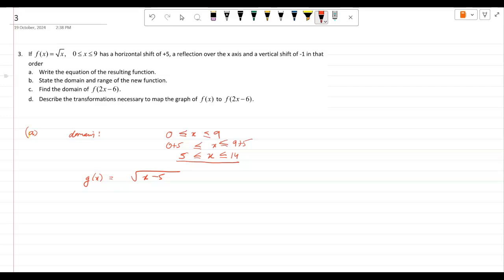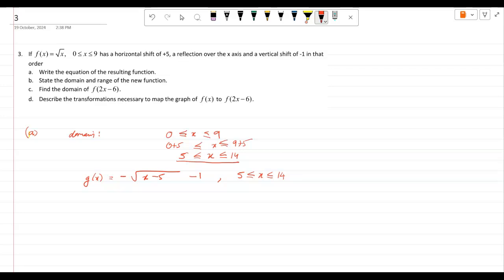A reflection over the x-axis: minus. Correct. Vertical shift of 1 unit: -1, minus outside the square root. Correct. And this you have to write along with this. Don't write it now, you can go home and do it. Find the domain and range of the new function.